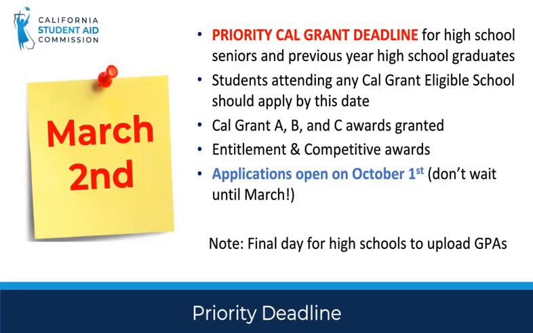Although March 2nd is the absolute deadline for many students, the key date to remember is still October 1st, which is when students can begin applying with the FAFSA or the California DREAM Act application. For those who upload high school GPAs, March 2nd is also the final day that you are able to upload GPAs.